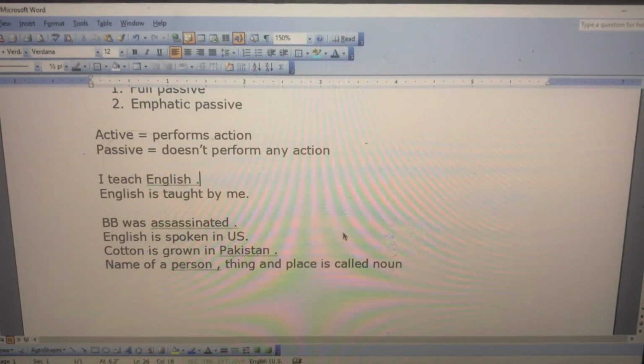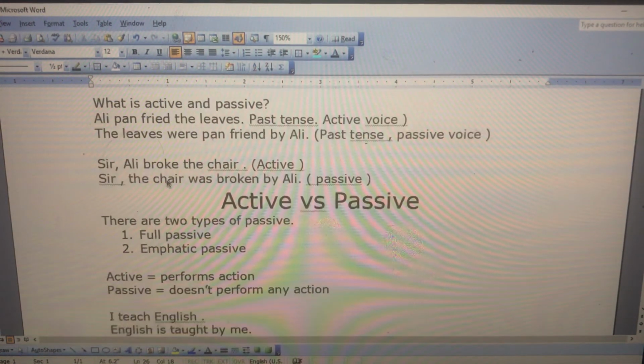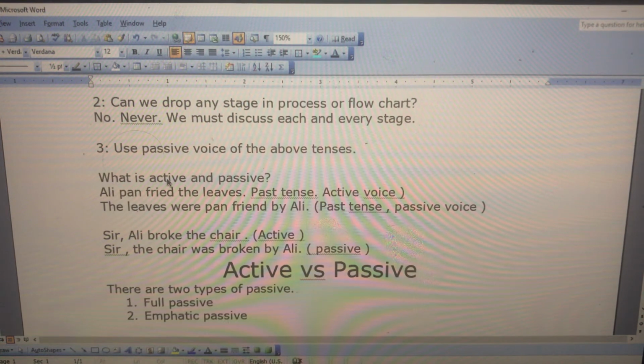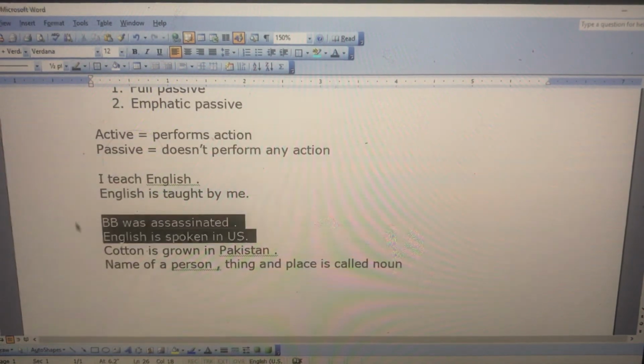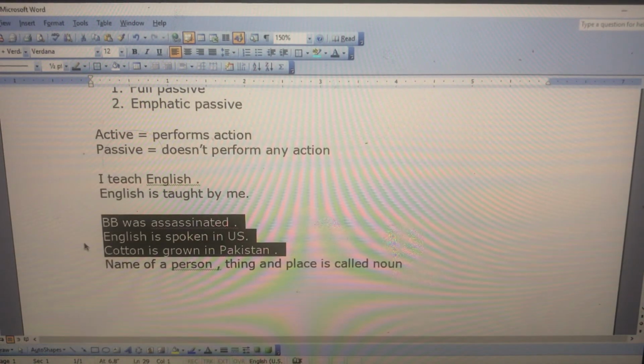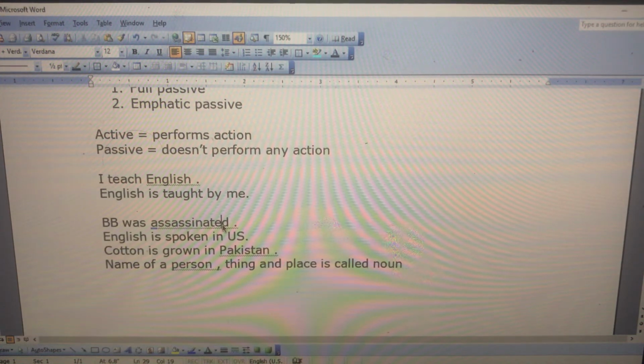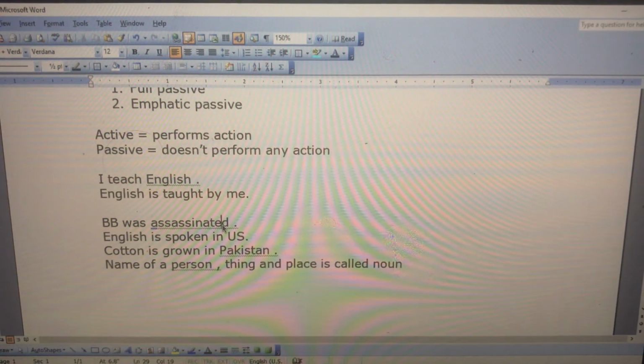What is full passive? Full passives are those passives which are 100% always in passive voice, and they are never changed into active. For example, I give you these three examples. Benazir Bhutto was assassinated. Where is the performer of the action? Can you change the sentence into active? No. This is in passive voice, but if you want to change the sentence into active, you can't change it. It is called full passive.